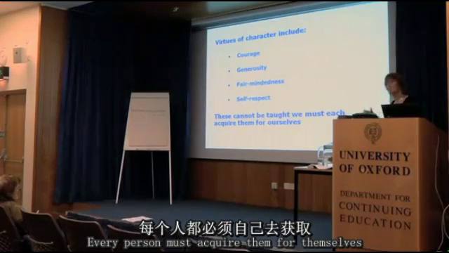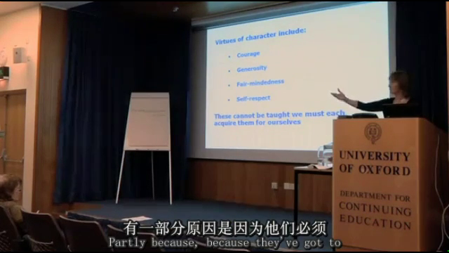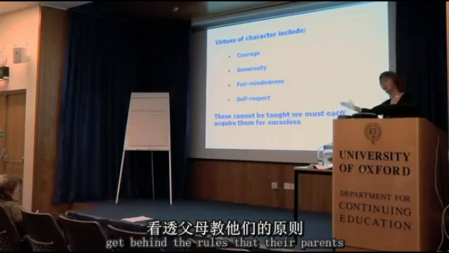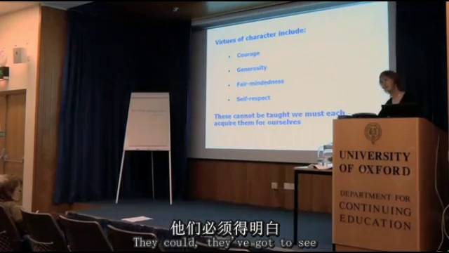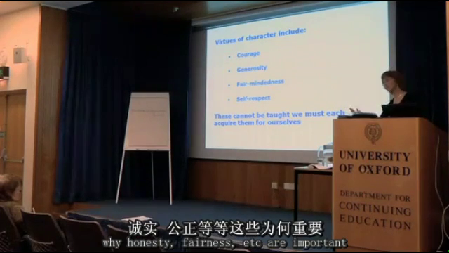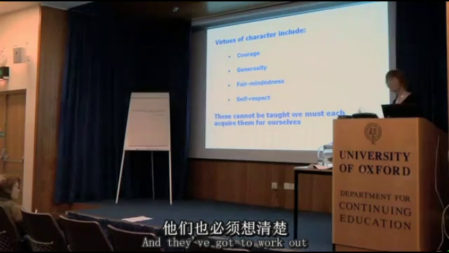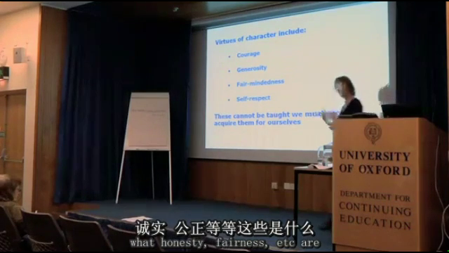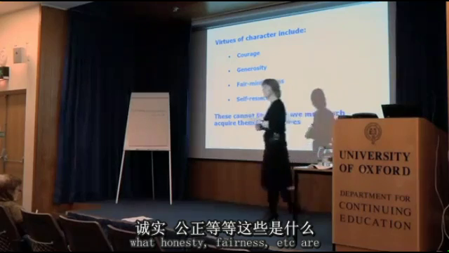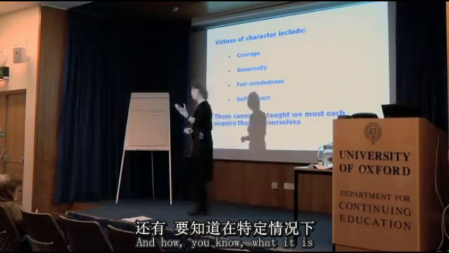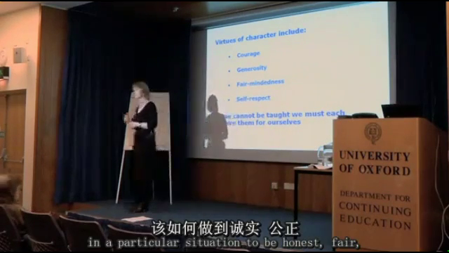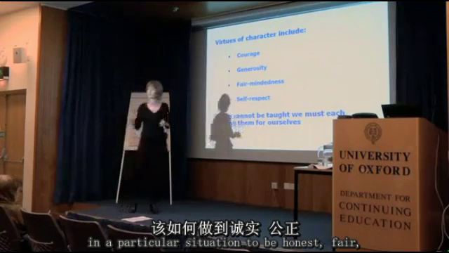Every person must acquire them for themselves, partly because they've got to get behind the rules that their parents gave them. They've got to see why honesty, fairness, etc. are important, and they've got to work out what honesty, fairness, etc. are, and what it is in a particular situation to be honest, fair, or whatever.